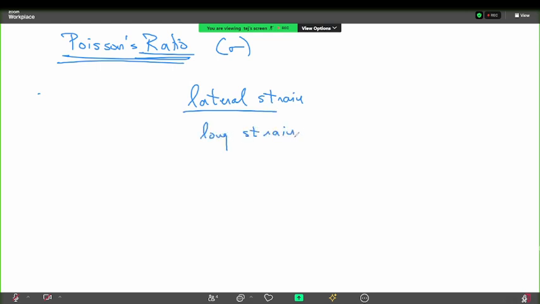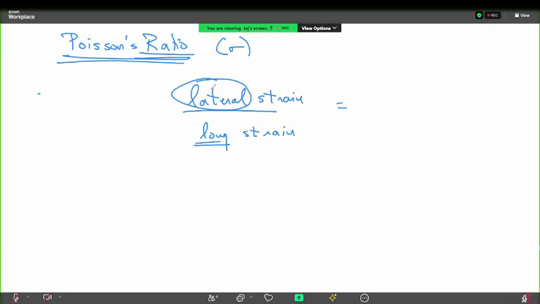Now, obviously, you'll ask me a question, sir, both are strain only, no? Yeah, it is strain only. Fine. I'll tell you the meaning of lateral strain. Lateral always means thickness of the material or the diameter of the material. Always. Longitudinal means change in length, that is L. Fine. Lateral means diameter, always diameter or thickness in other language.